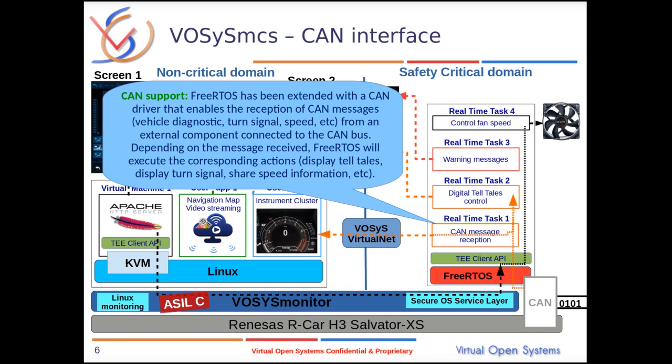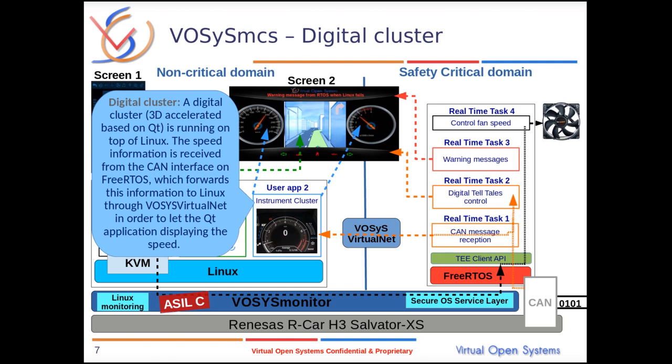FreeRTOS is able to share some CAN data with Linux through the VOSySmonitor service. For example, the 3D instrument cluster, controlled by Linux, is displaying the speed instruction shared by FreeRTOS, that this latter receives from the external ECU through the CAN bus.